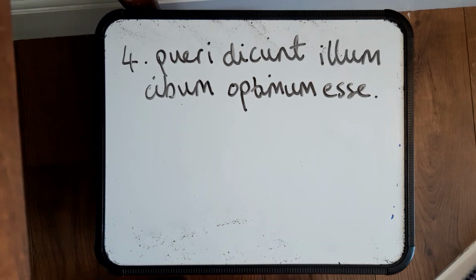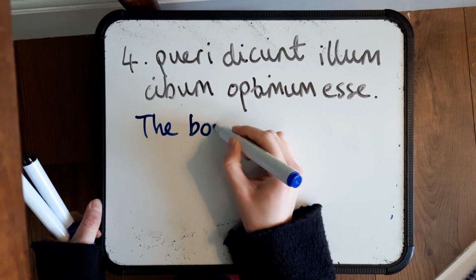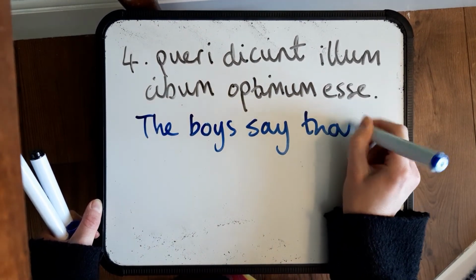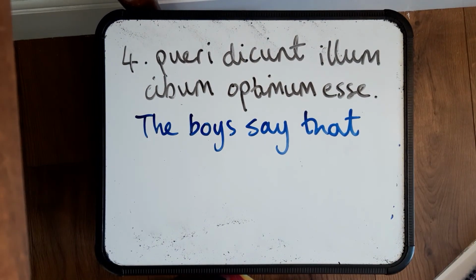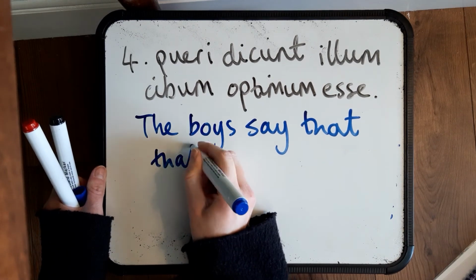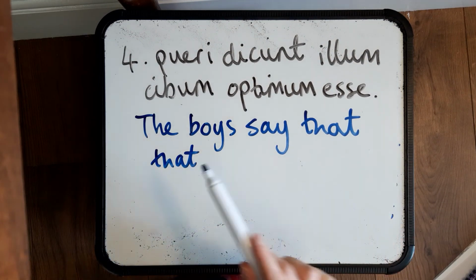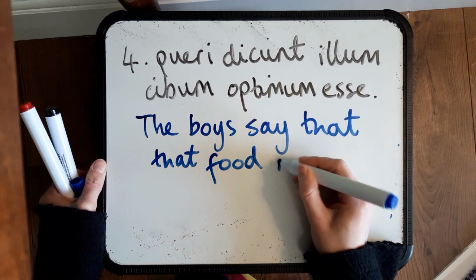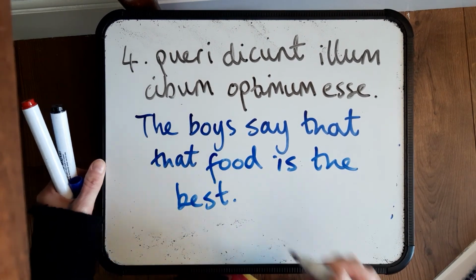Okay, so the answer to this one is the boys, watch out for that plural there, say that. Now sneakily here, you've got the word illum, which also means that. So you have to say that twice. You've already inserted the that for the indirect statement, but then you also need to translate the word illum as well. So the boys say that, and the accusative, esse as a normal verb, is the best, or is very good, would be fine.